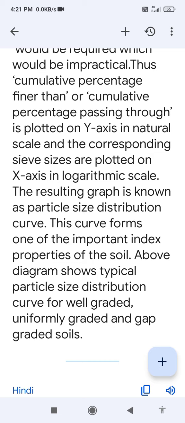This curve forms one of the important index properties of the soil. Above diagram shows typical particle size distribution curve for well-graded, uniformly graded and gap-graded soils.